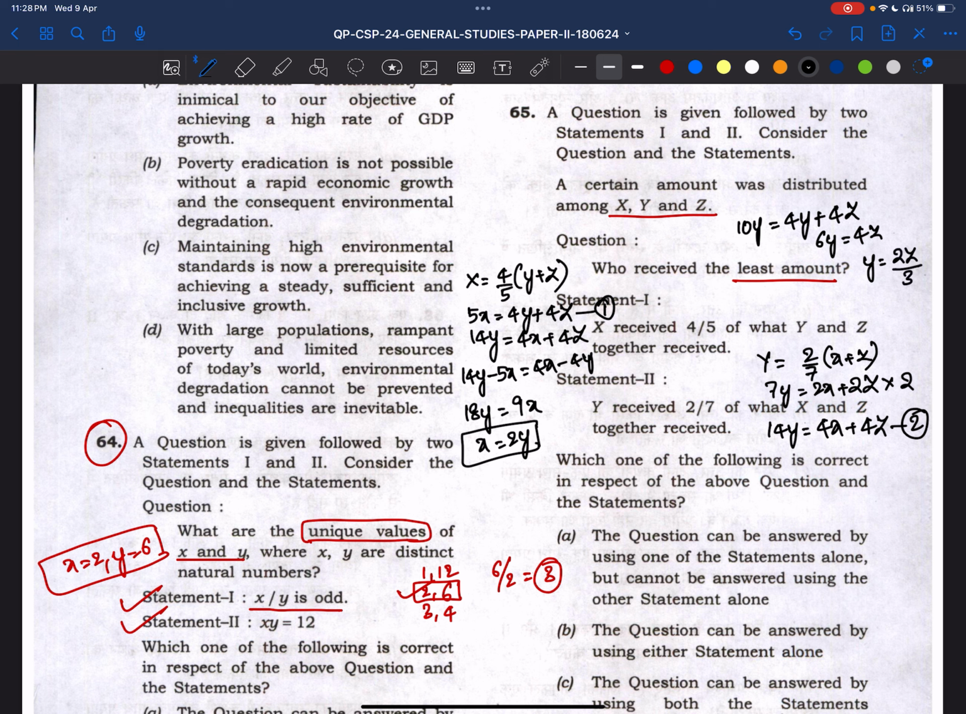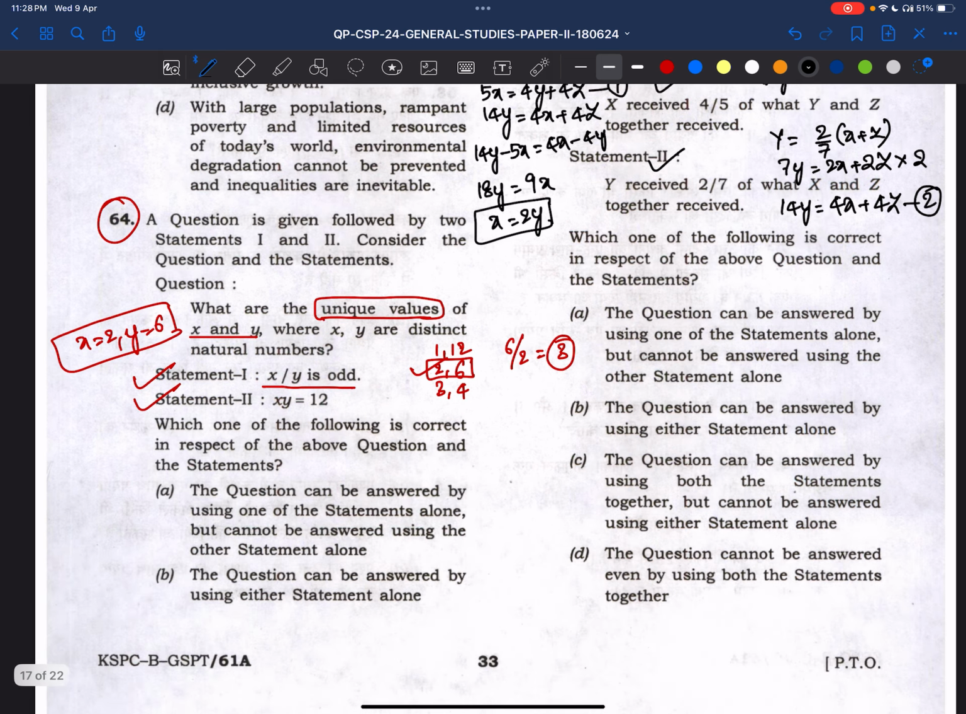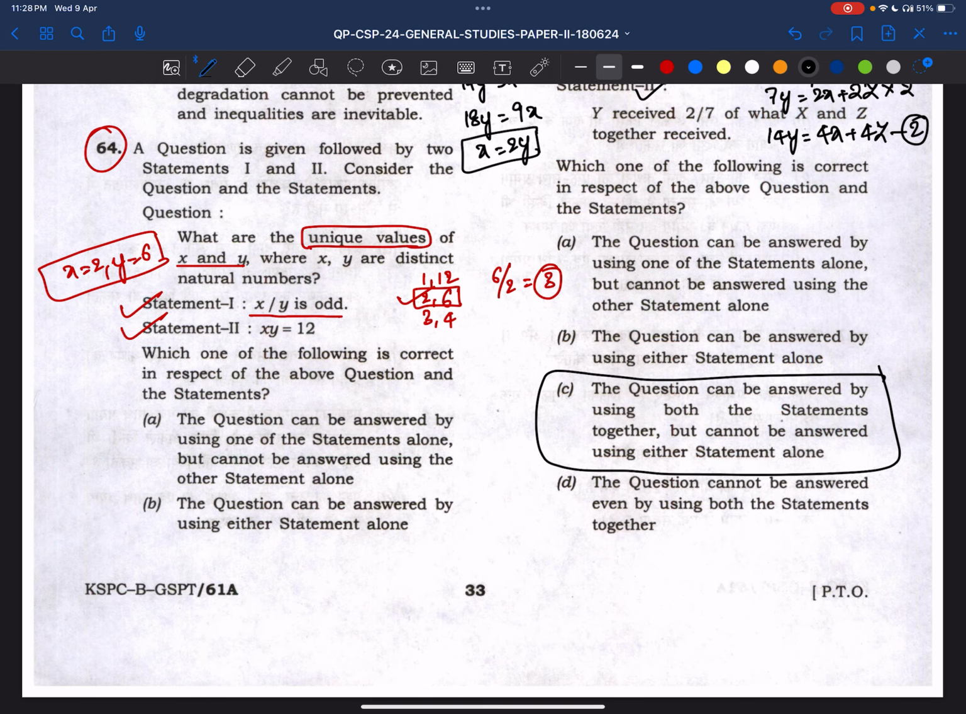So y will be 2z by 3. So that means x is equal to 2y, so x is greater than y. And y is also less than z. So who has received the least amount? Y. You got the answer by using statement number 2 and statement number 1 and 2 together, right? So the answer will be C. You could get the answer by using two statements, but we cannot determine the answer by using any one statement alone.